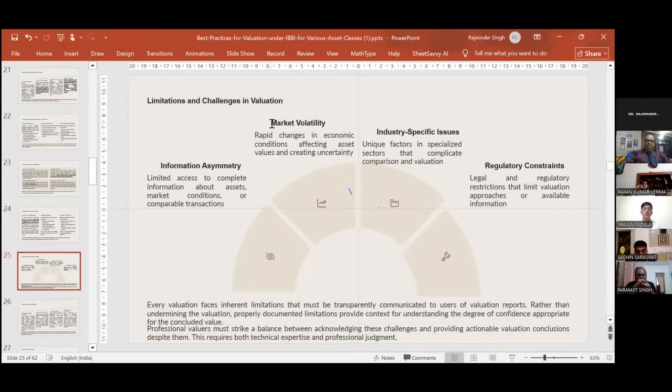Every valuation faces inherent limitations that must be transparently communicated to the users of valuation reports, rather than undermining the valuation. Properly documented limitations provide context for understanding the degree of confidence appropriate for the concluded value. Professional valuers must strike a balance between acknowledging these challenges and providing actionable valuation conclusions despite them. This requires both technical expertise and professional judgment.